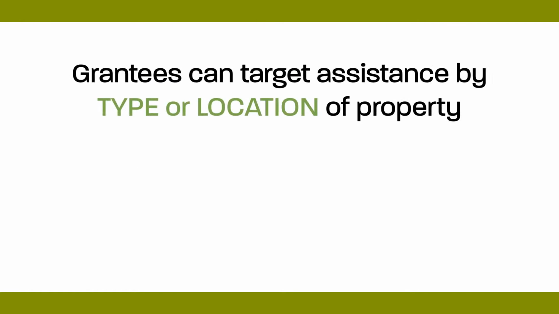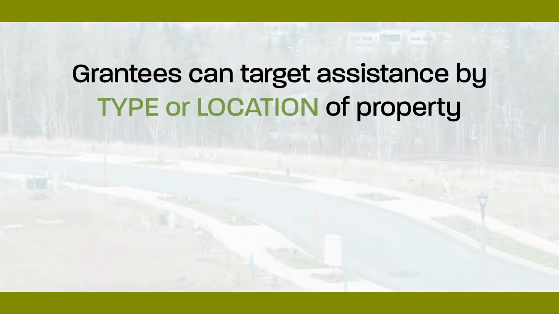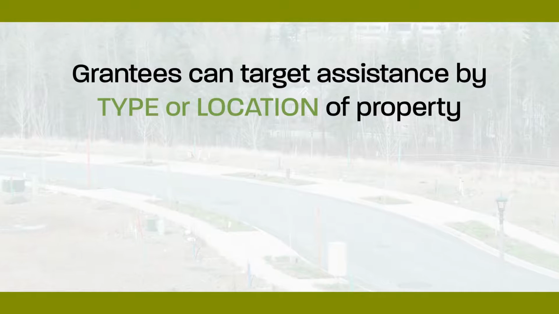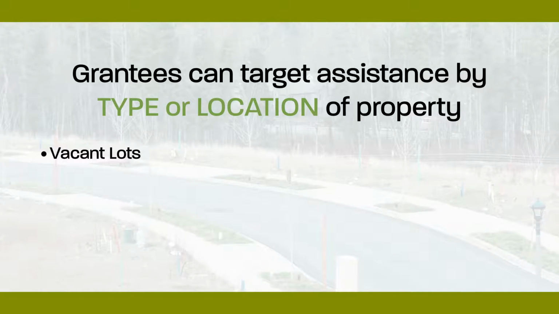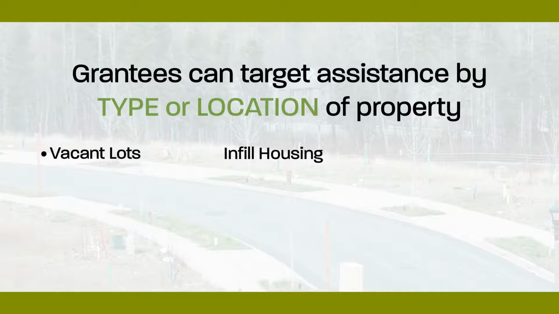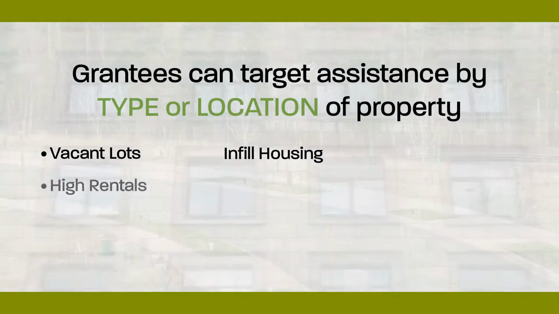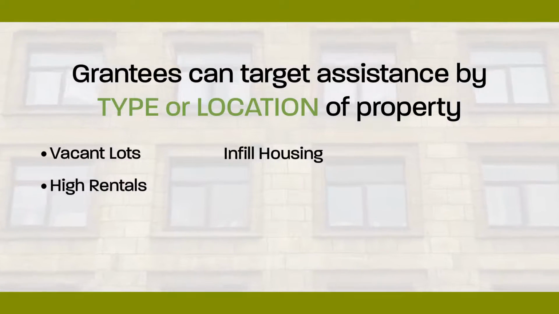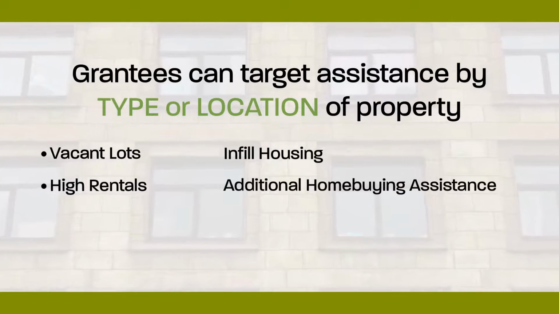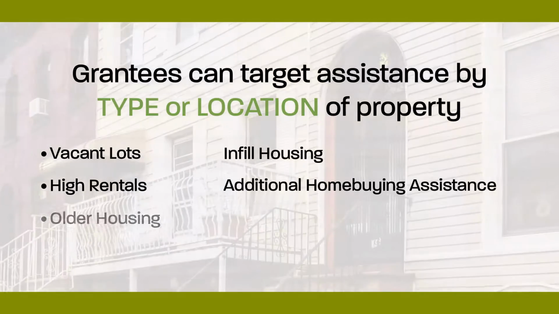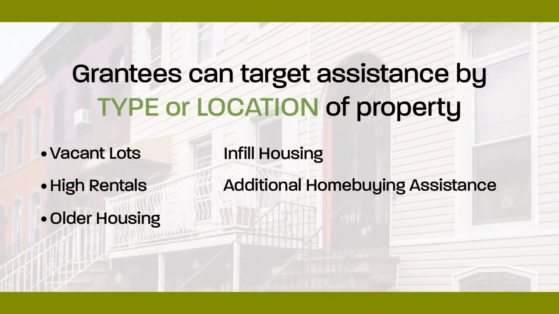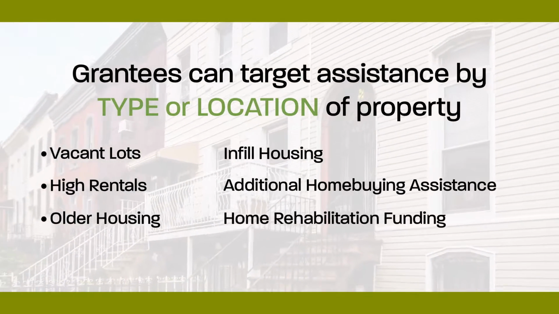Some grantees target their assistance further by the type or location of property. For example, if you have a neighborhood with many vacant lots, you might target housing development and down payment assistance for infill housing in that area. If you have neighborhoods with a high percentage of rental properties, you might provide additional assistance to families buying homes in those neighborhoods. If you have a lot of older housing on the market, you might provide funding to families who will purchase a home and rehabilitate it.